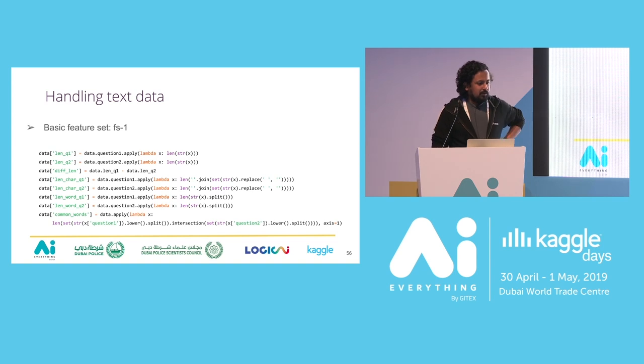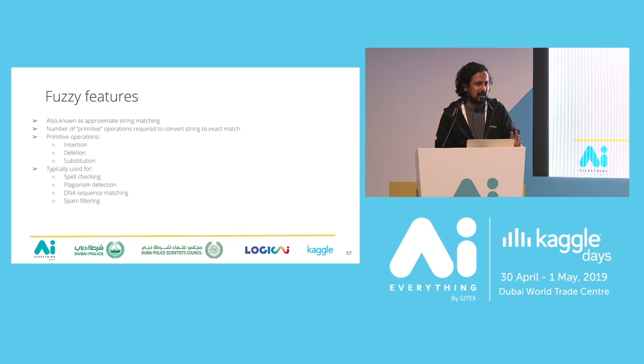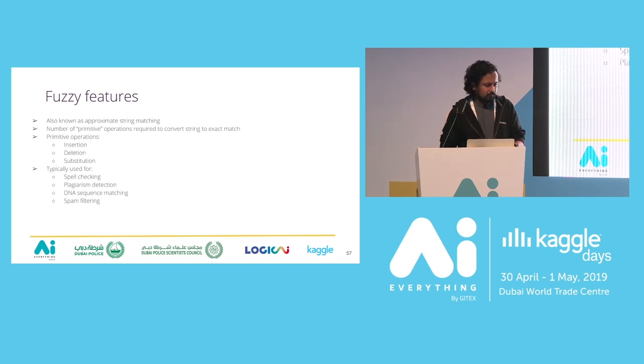When you have that, the next step would be to do some kind of fuzzy matching with similarity. It's also known as approximate string matching. The closeness of a match is defined by the edit distance, so the number of primitive operations like deletion, substitution, insertion. It's typically used for spell checking, plagiarism detection, spam filtering, these kind of things.